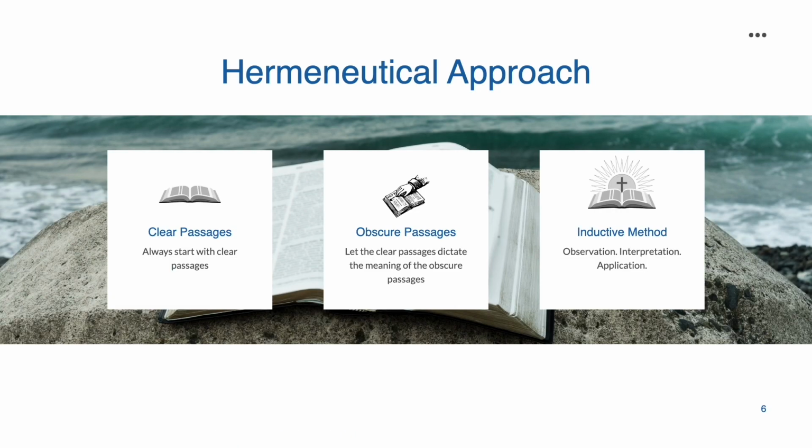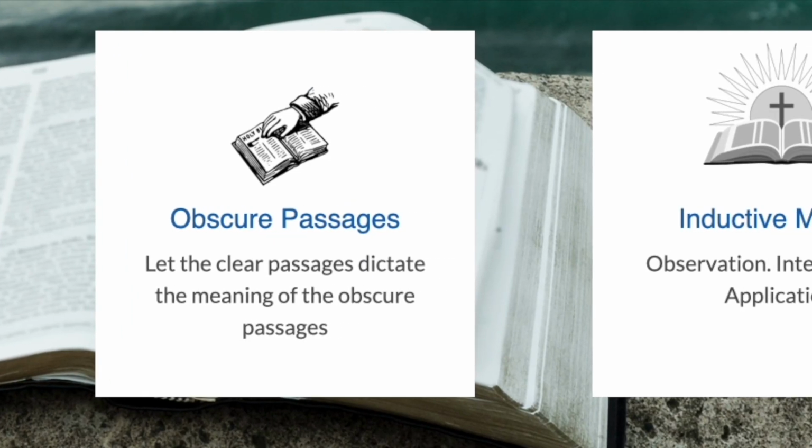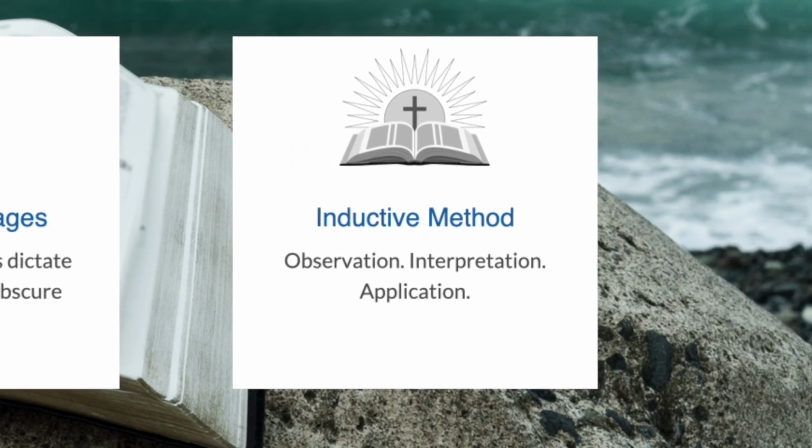I want you to be able just to take the principles and, through your discernment and what you see, ask: is this a good way? And I'd love to be challenged on this. Is this the right way to interpret the Bible? So start with clear passages. Let the clear passages help you understand the meaning of the obscure passages as often as they can be, okay? And then you move into what's called the inductive method.